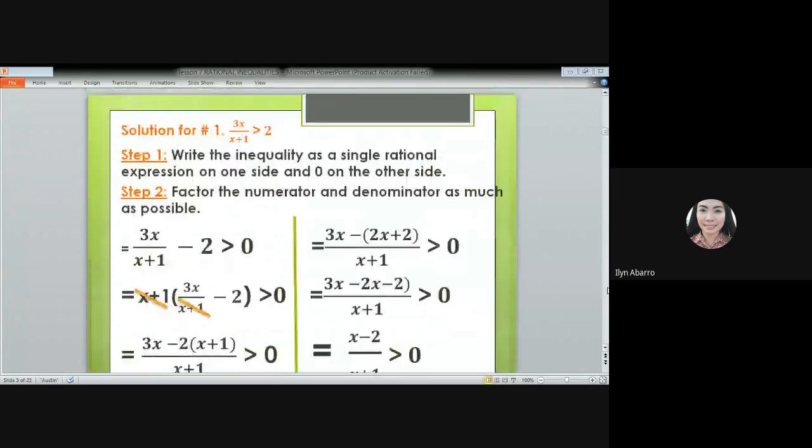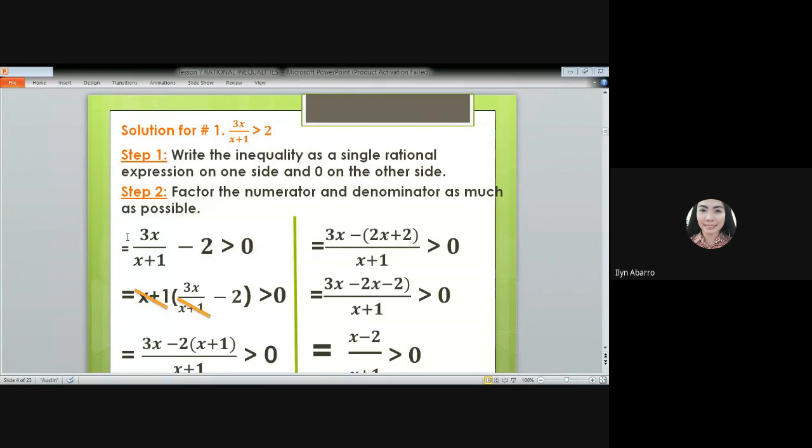Let us now solve the number 1. Number 1 is 3x over x plus 1 is greater than 2. The first step is to write the inequality as a single rational expression on one side, and then 0 on the other side. So we're going to make the right side 0. We transpose 2 to the other side, and it will become 3x over x plus 1 minus 2 is greater than 0. Step 1 is partly done, one side is 0, but the other side must be a single rational expression.